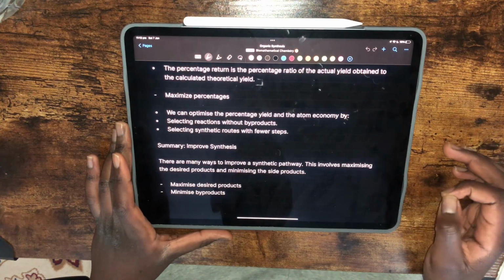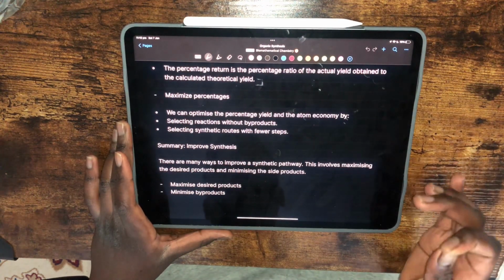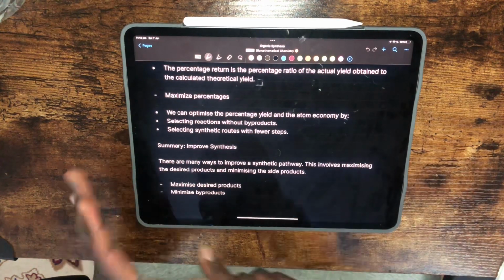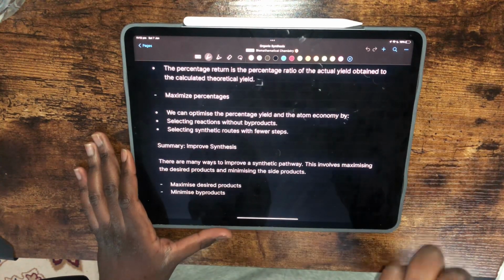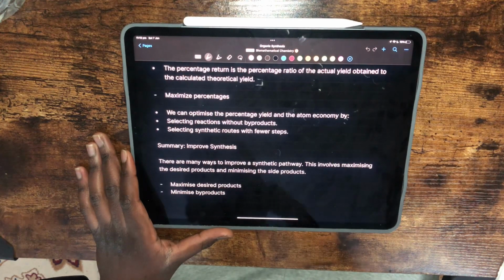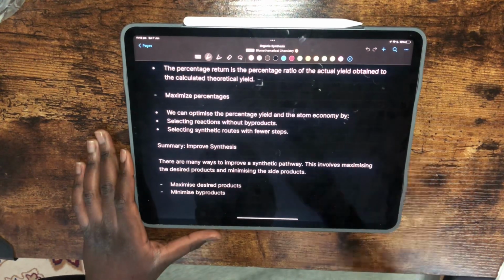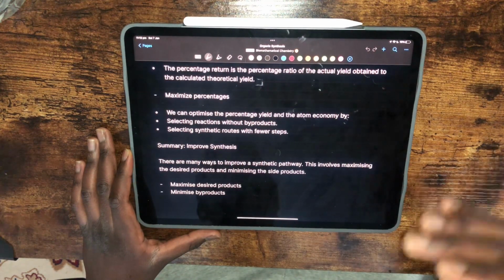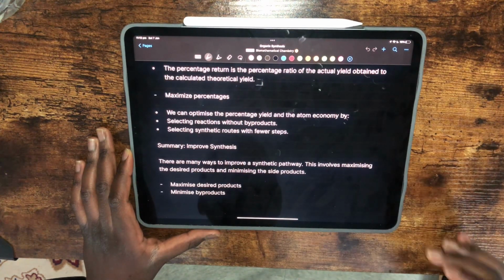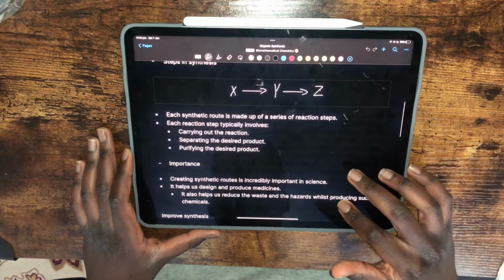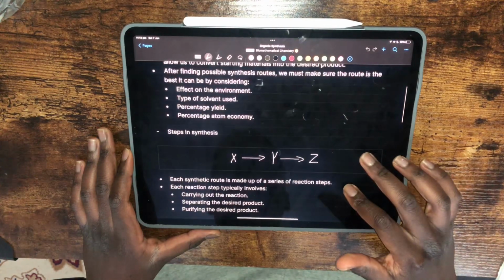But there are many ways to improve a synthetic pathway. This involves maximizing the desired products and minimizing byproducts. So you can make the most out of a reaction by maximizing the desired product and minimizing any byproducts. And you can minimize byproducts by cutting down a few steps. If you can do the reaction in fewer steps, that would be the most useful. That's it really. That is the essence of the video. Yeah, that'll be it.